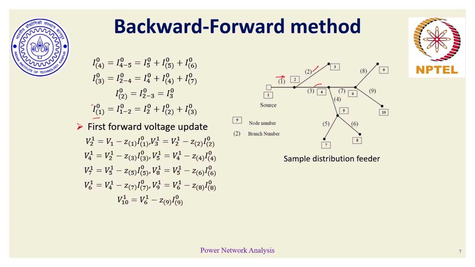In the forward step, we use the same currents. In the backward step, we moved from the far end to the source end. This is the backward phase, in which the currents were evaluated by KCL application.